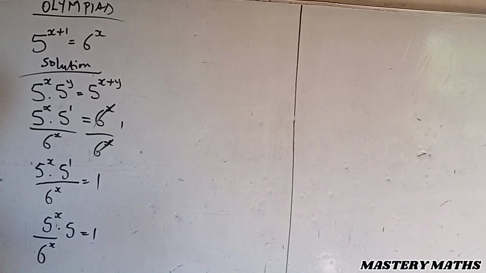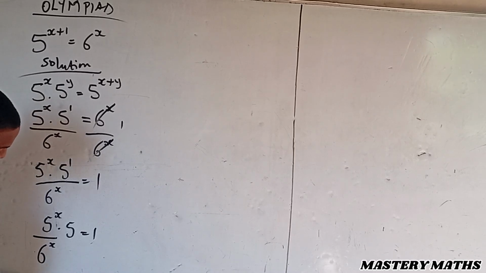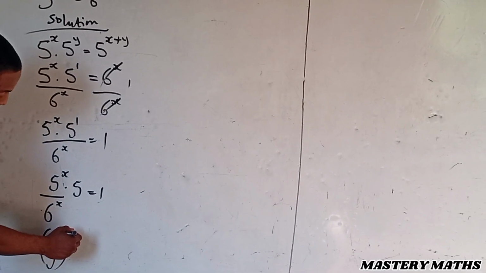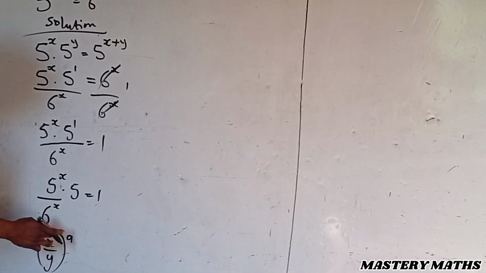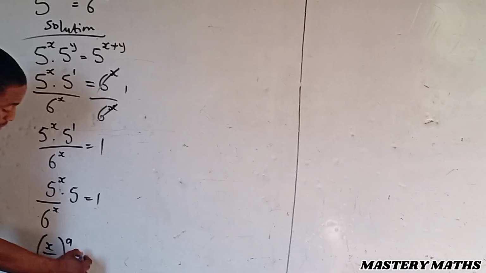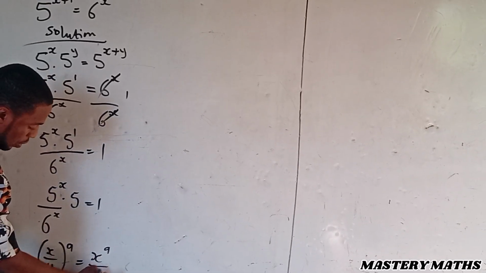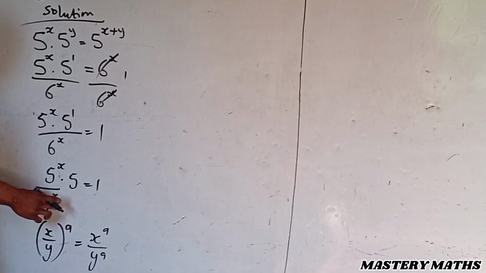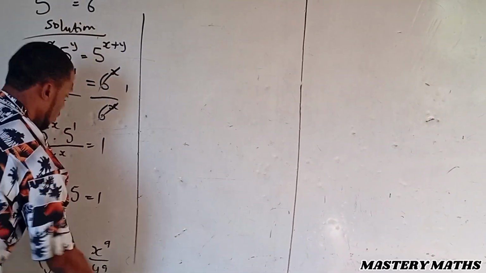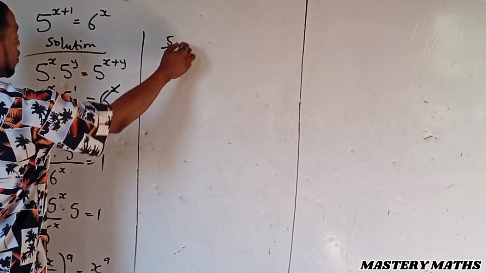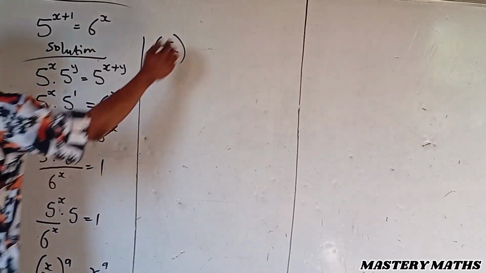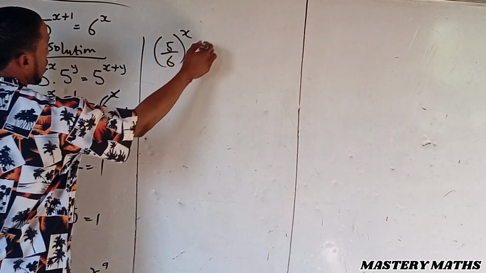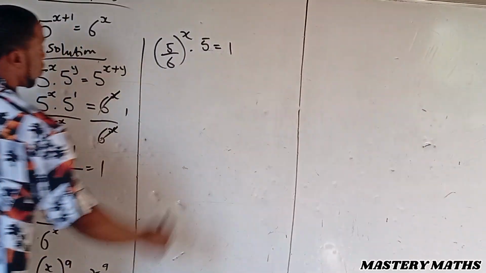Now obey the law of indices, which says x over y in brackets raised to the power of a is the same thing as x raised to the power of a over y raised to the power of a. See it now? So we'll put this law here. Now it will become 5 over 6 in brackets raised to the power of x, times 5, equal to 1.